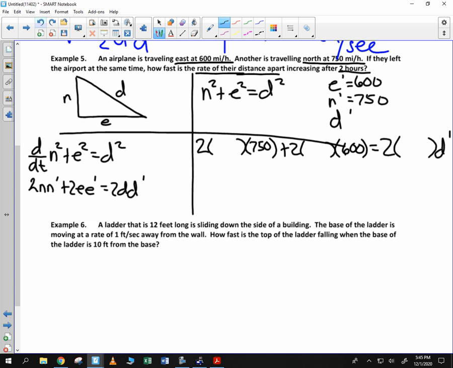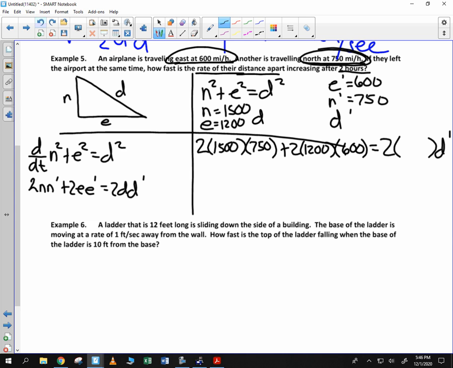So we need to figure out those missing pieces. What is n, what is e, and what is d? Well, it says that they've been going for 2 hours. If they've been traveling north for 2 hours at 750 miles an hour, then they've traveled 1,500 miles. They've been traveling east for 2 hours at 600 miles an hour, so that's 1,200 miles that they've traveled. So this is 1,500, and this is 1,200.